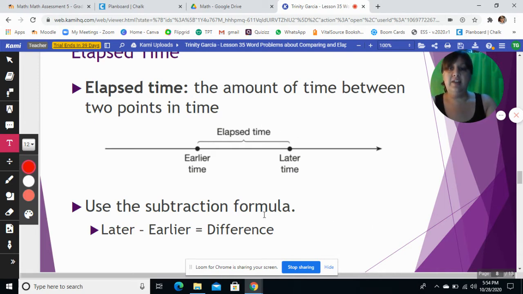So you can use that same kind of subtraction formula to determine the elapsed time. You can use the later time, because it's bigger, minus the earlier time, and get the elapsed time, or the difference between the two times. That's how we figure out the elapsed time.